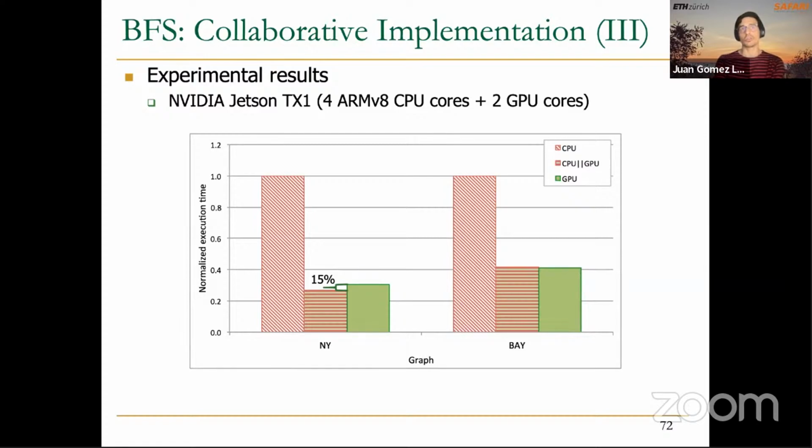You're already familiar with this plot. For the New York graph, we obtain up to 15% performance improvement. But we can go even further. Why is that? Because in this implementation, even though we are avoiding the kernel termination in many cases, or at least while the GPU can continue or the CPU threads can continue the execution, because we are above or below the threshold, the number of nodes in the frontier.